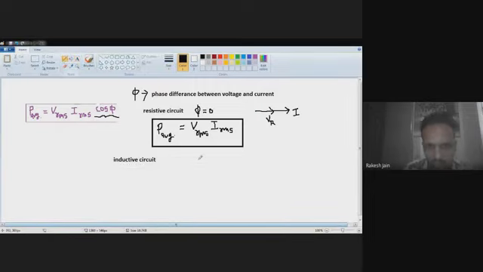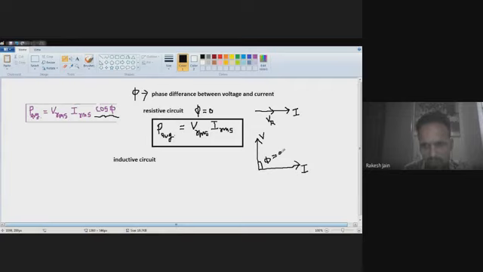We know that in an inductive circuit, the current lags the voltage. The voltage leads the current by 90 degrees in case of an inductive circuit. In other words, the current lags the voltage by 90 degrees. So the phase difference phi is equal to 90 degrees.